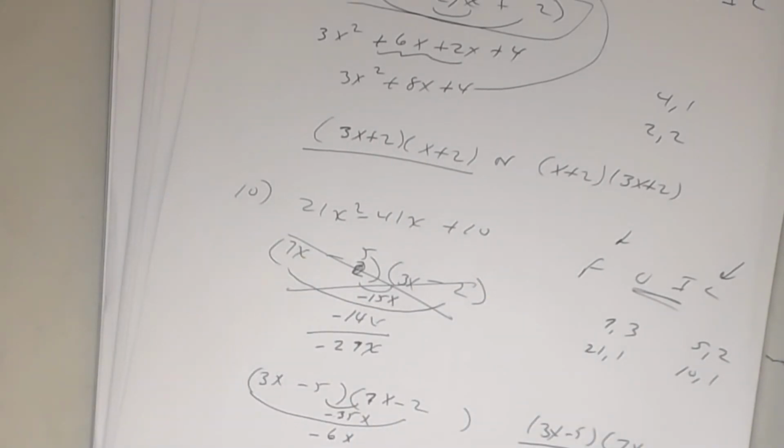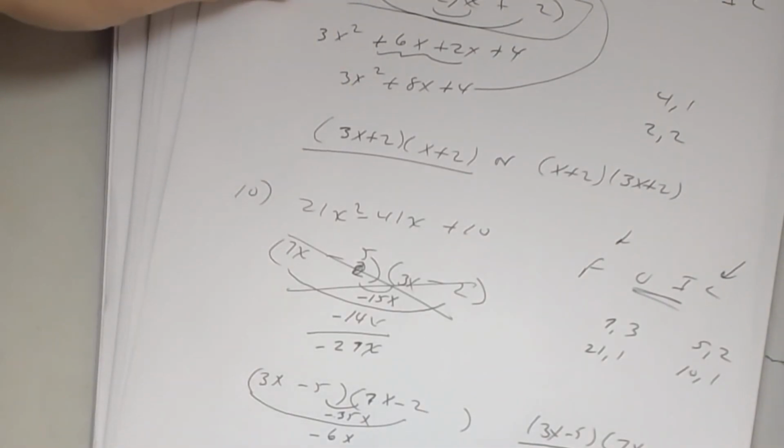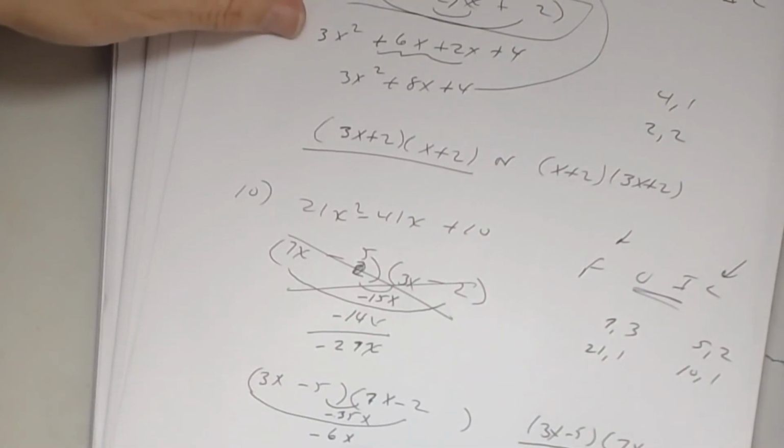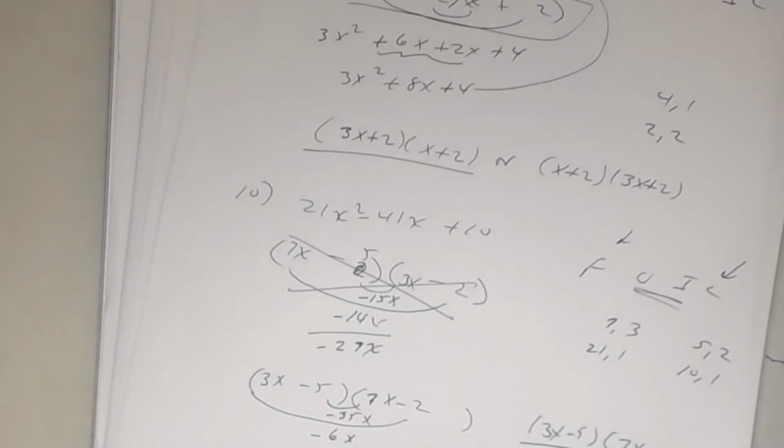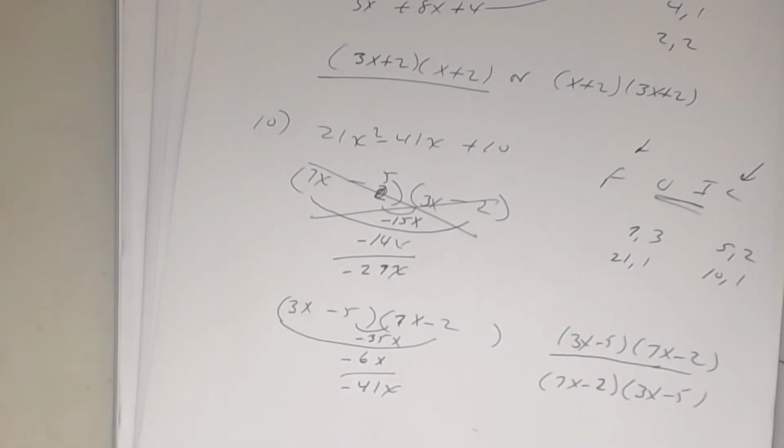Or someone else, remember we said you could have switched the second terms? So someone else could have said 7x minus 2 times what? 3x minus 5. Okay? Trial and error. That's all it is. So if you could do what we did last class period, then you can do this. Just trial and error, reverse FOIL.